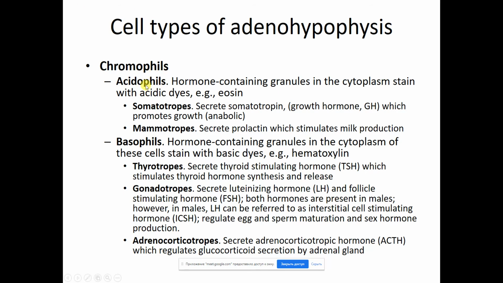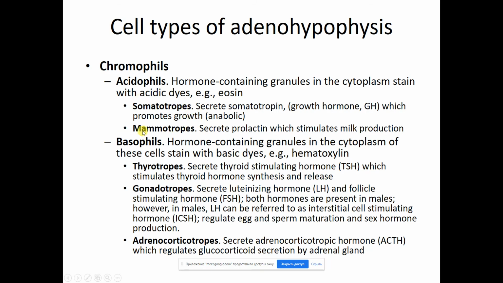Take a look. Acidophils: they are two cells, somatotropes and mammatropes. As the name implies, somatotropes produce somatotropic hormone, or somatotropin, or another name is growth hormone. Usually in the tradition of English-speaking countries its name is growth hormone, but in Russian it's more commonly named somatotropin. They have an anabolic function, which promotes the growth of bones and other tissues and connective tissues too.